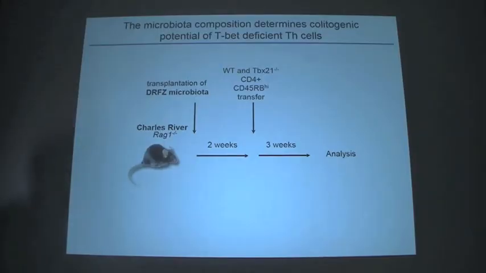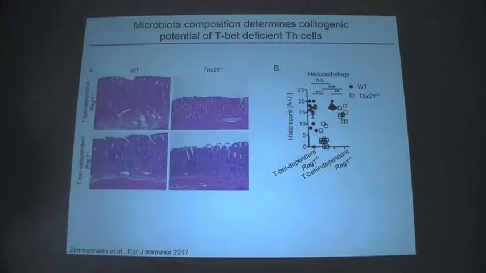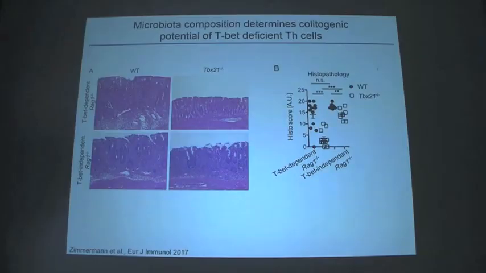So then we were asking, what is the difference between these two experiments, and is it because of the microbiota? So what we did then, we took Charles River RAG1 mice, which came from Charles River, and either he transplanted the microbiota from the DRFZ breeding facility or not, let the microbiota establish, and then induced the colitis by transferring either wild type or Tbet deficient T cells, and then waited whether they would develop colitis or not. And what we actually saw is that it seems to be very dependent upon the microbiota whether a T cell which is deficient for Tbet can induce colitis or not.